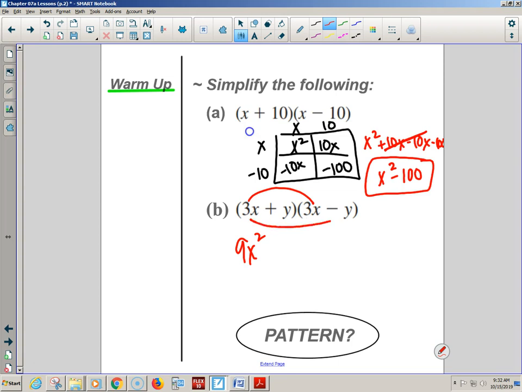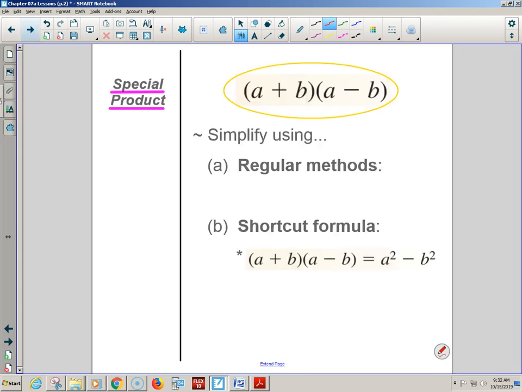What's my outer going to be? A positive or a negative? Negative. What's the inside going to be? A positive. What's the last going to be? Negative y squared. But what's going to happen? Do you see it? It's going to happen every single time, whenever it looks like that, when you have one positive and one negative. They're the exact same thing, but with opposite signs. So I couldn't write it like that. They're not the same, but they're almost the same.